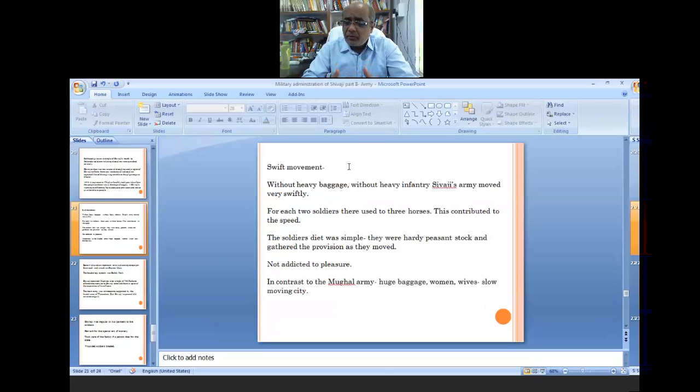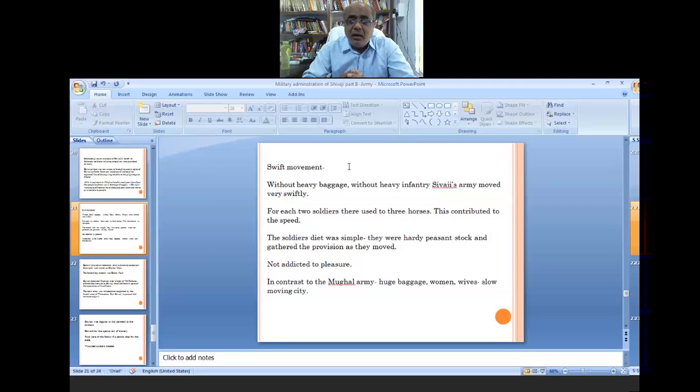And apart from that, Shivaji ensured that for every two soldiers, who had their own independent horses, there would be one extra horse. So one horse could always be moving without a rider, and that horse would be relatively fresh. So you can continue to ride, alternating between the horses, and that ensured the swiftness and increased the speed of Shivaji's cavalry.